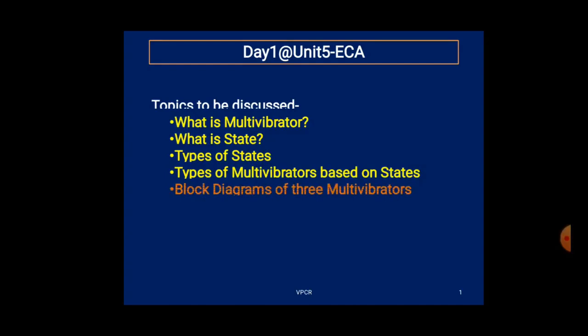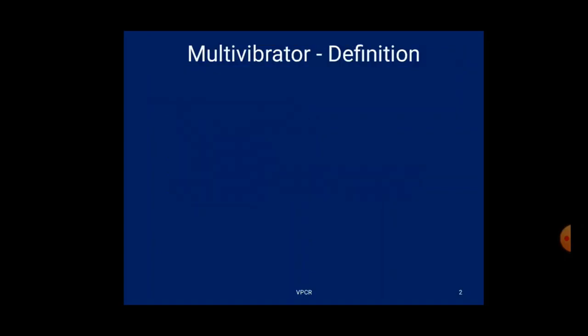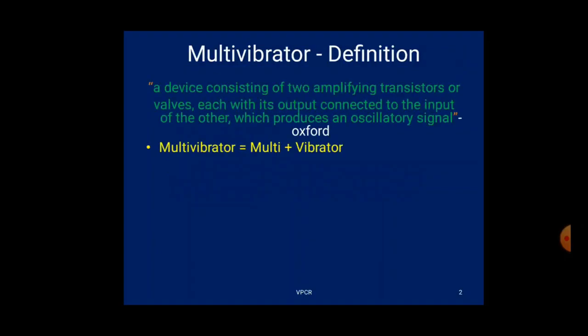And next topic can be block diagrams of three multivibrators. So first, what is the definition of multivibrator? So I get it from dictionary, Oxford Dictionary. A device consisting of two amplifying transistors or valves, each with its output connected to the input of the other, which produces an oscillatory signal.